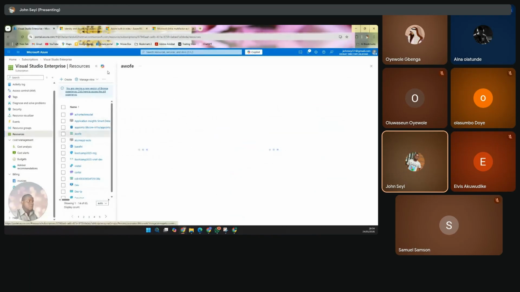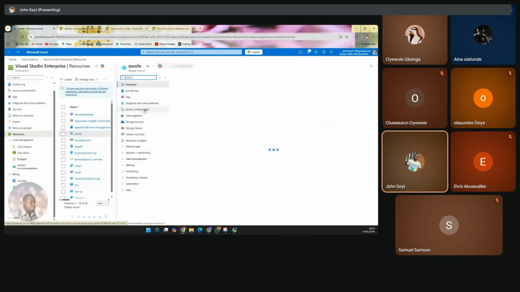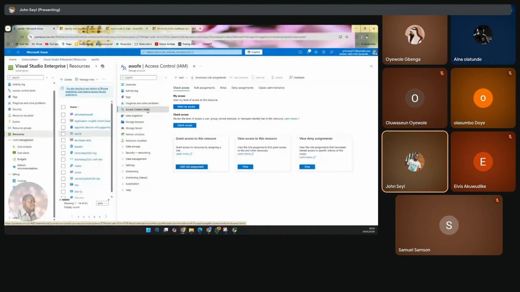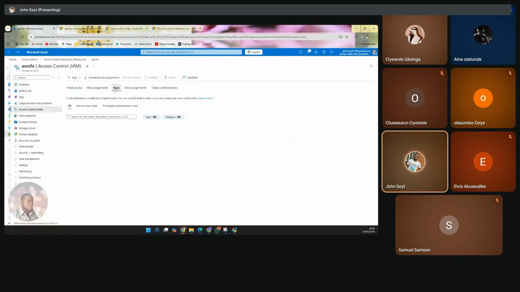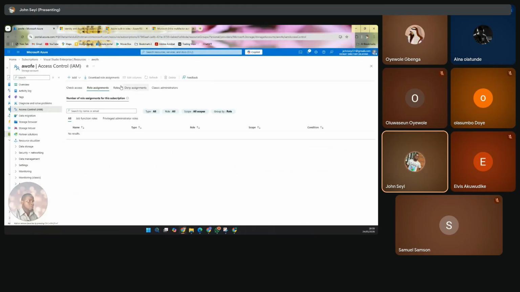So let me pick one of these resources and just show you what I mean by access control. So, good, we have IAM access control. You understand? I want us to go to roles. Let me just glance through this for you.